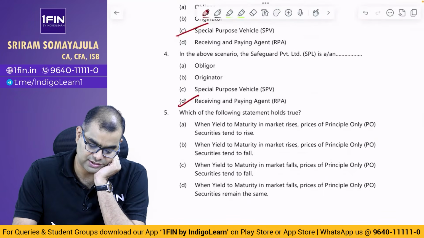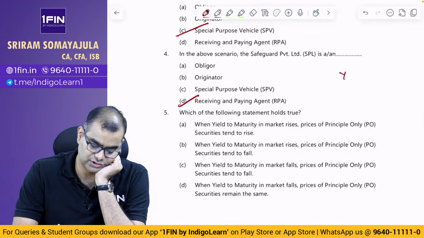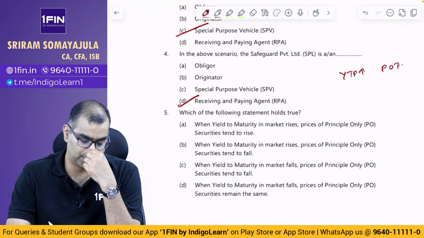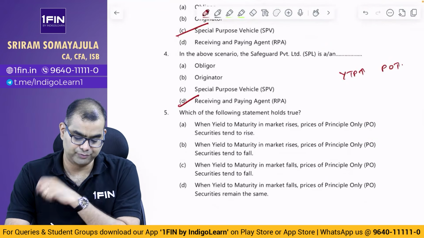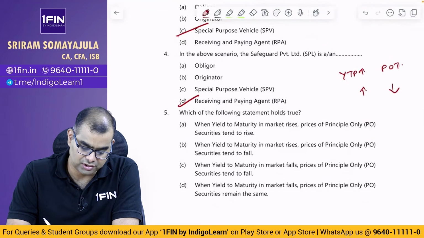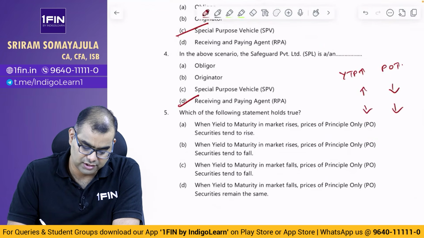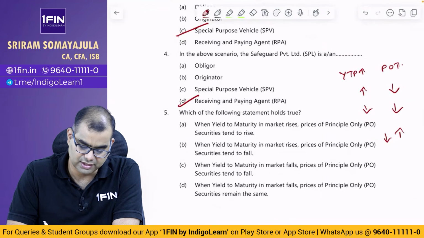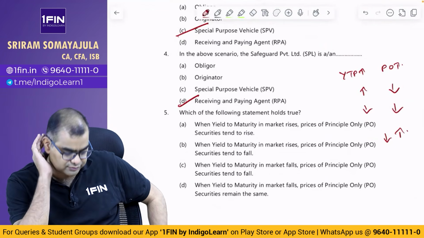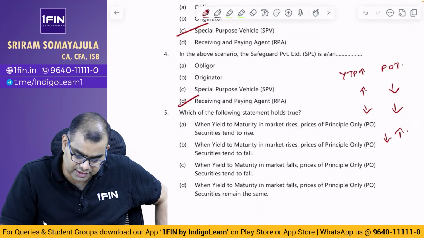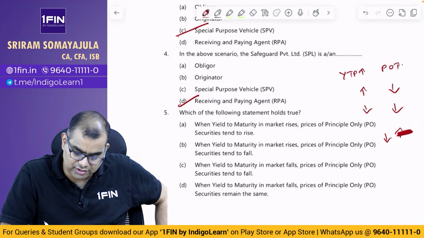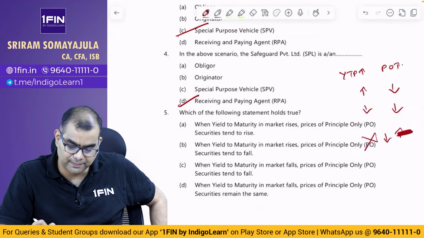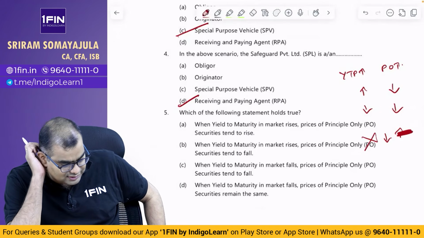Which of the following statements hold true? When YTM rises, PO's security rise. So first one, YTM increase, PO increase. Second, YTM in market rises, PO falls. Then YTM falls, PO falls. Then YTM falls, PO rises. Now the thing is, no, not rise, tend to remain same. So definitely this is not the answer, boss. Okay, definitely this is not the answer.